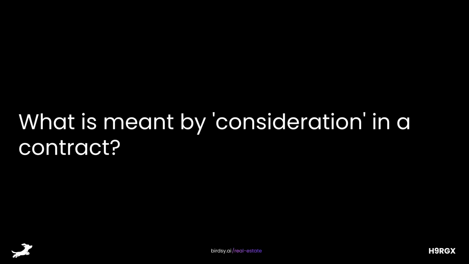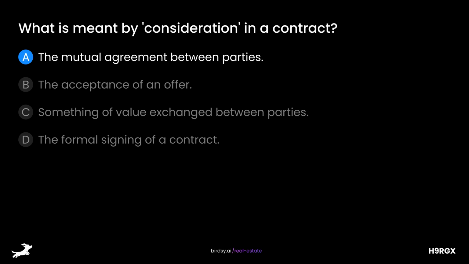What is meant by consideration in a contract? Is it A, the mutual agreement between parties, B, the acceptance of an offer, C, something of value exchanged between parties, or D, the formal signing of a contract? The answer is C, something of value exchanged between parties.